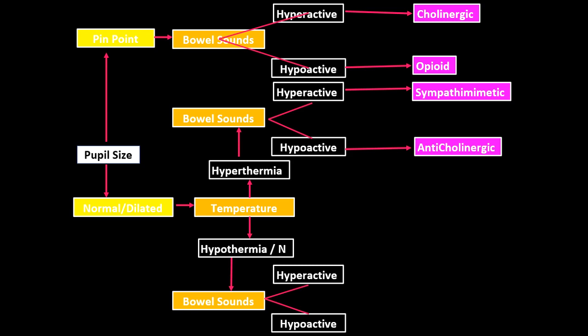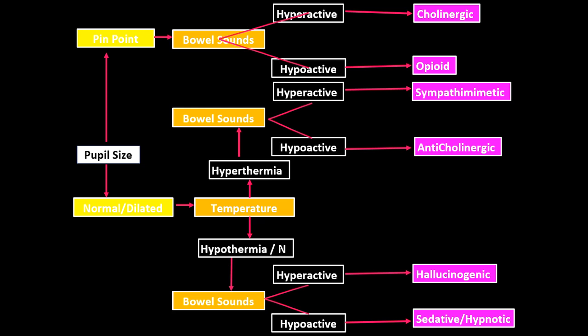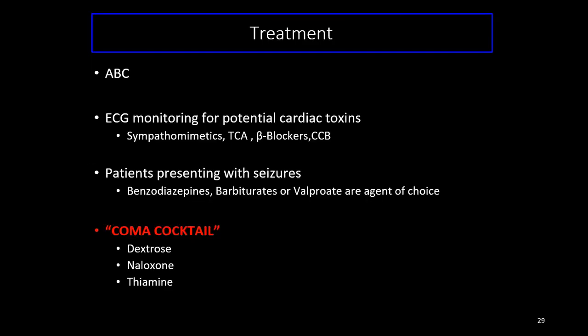Okay, now what about this? Normal or dilated pupil, hypothermia and hyperactive bowel sound. What is your differential? मुश्किल है? चलो, okay. So hyperactive is hallucinogenic, hypoactive is sedative hypnotic. Okay, so this is how you identify a toxidrome and you try to identify a poison.